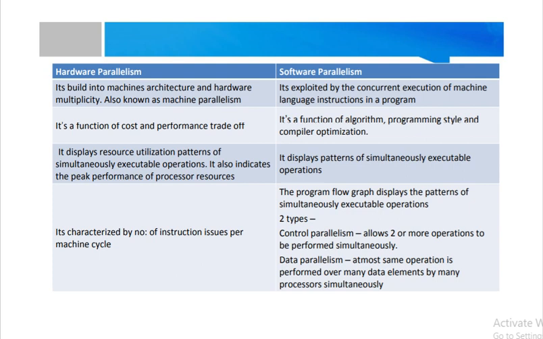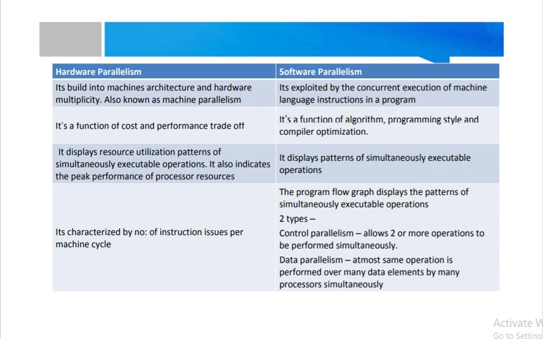So, the first point is resource utilization. As I said earlier, to achieve parallelism, we need a joint effort of both hardware and software parallelism. If we have resources and the utilization is proper, the performance of the machine will increase, right? This is called hardware parallelism, and it's characterized by the number of instruction issues per machine cycle.